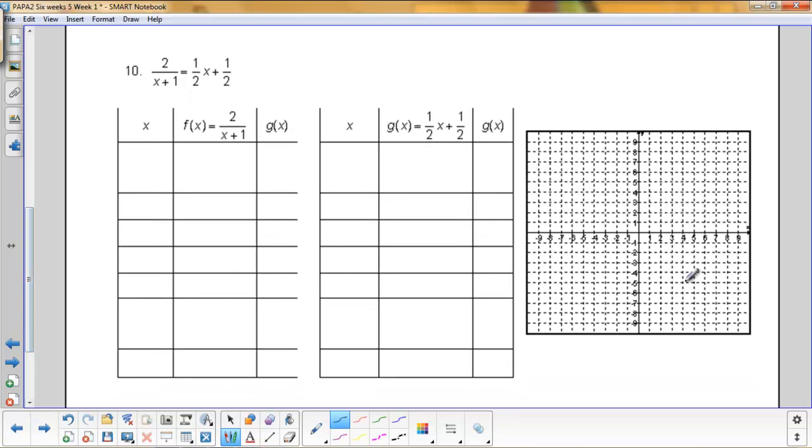Do the exact same thing. Now when you put this into your calculator, it is very important that you use parentheses appropriately. So please keep that in mind. You want to put parentheses around the entire numerator and around the entire denominator.